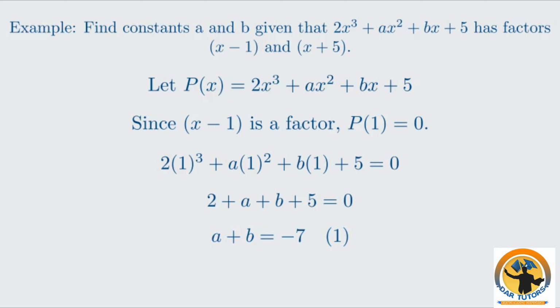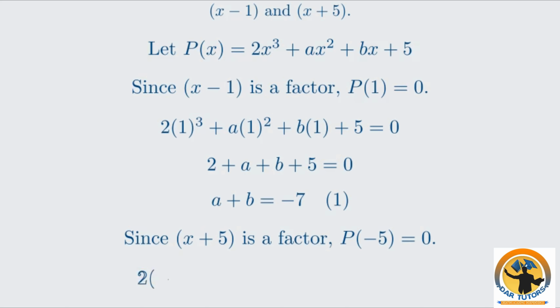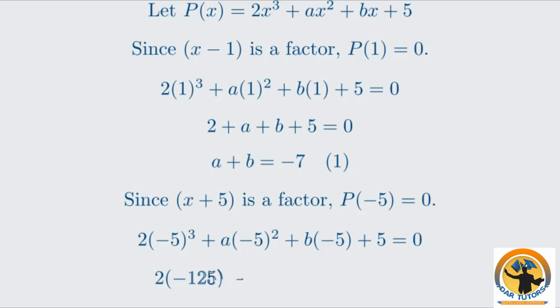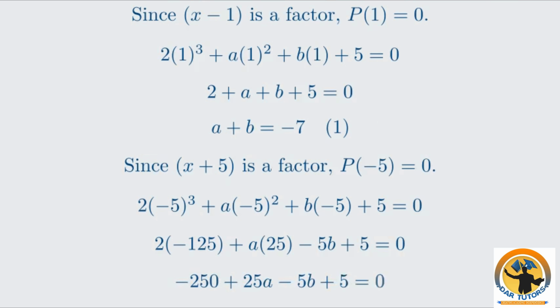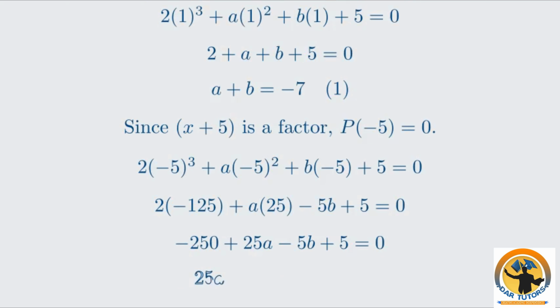Now let's use the second factor, x plus 5. Since x plus 5 is a factor, p of negative 5 must be 0. Substituting negative 5 into the polynomial, we get 2 times negative 5 cubed plus a times negative 5 squared plus b times negative 5 plus 5 equals 0. This simplifies to 2 times negative 125, which is negative 250, plus 25a minus 5b plus 5 equals 0. Combining the constants, we get our second equation. 25a minus 5b equals 245.